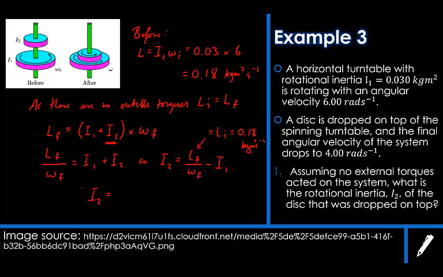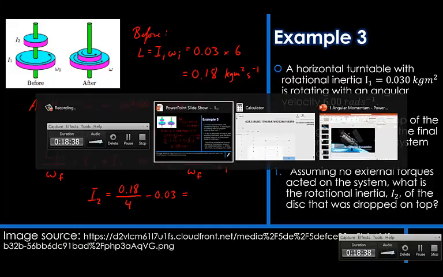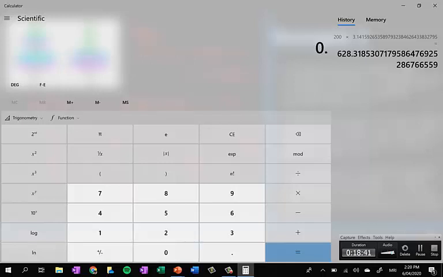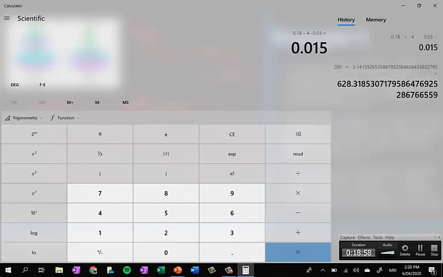And so let's now solve this. We have 0.18 over 4 minus I1, and I1 was 0.03, which is equal to 0.18 divided by 4 minus 0.03, which is 0.015.